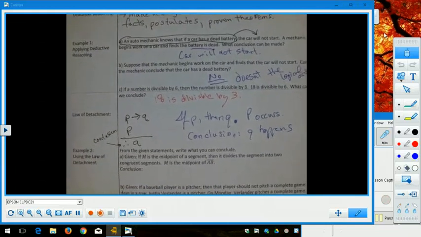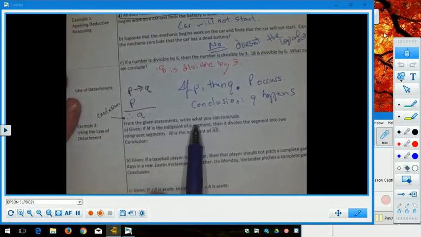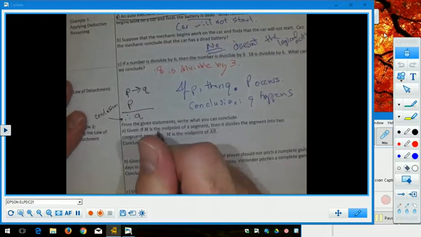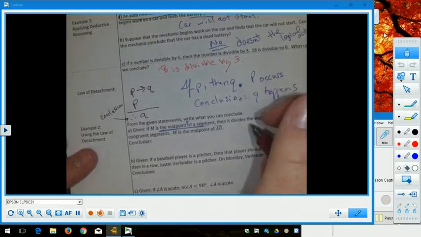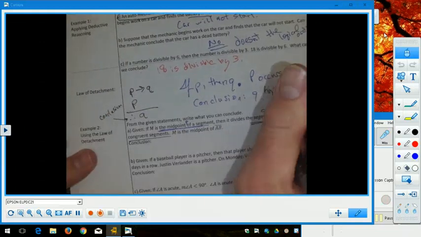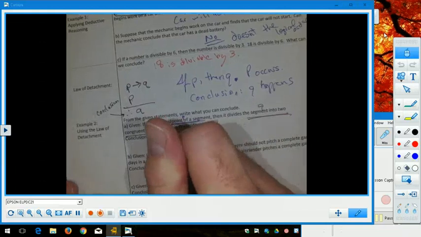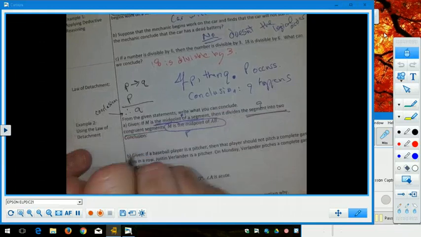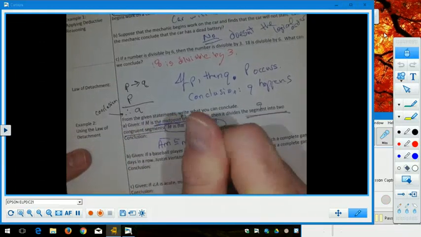Let's take a look at this law in action. Given the statements, write what you can conclude. If M is the midpoint of a segment, so we have to start with the midpoint, that's our P, then it divides that segment into two congruent segments, that's our Q. They're telling us next that M is the midpoint of AB. So that's matching our conditions. So then the conclusion is that AM is congruent to MB.